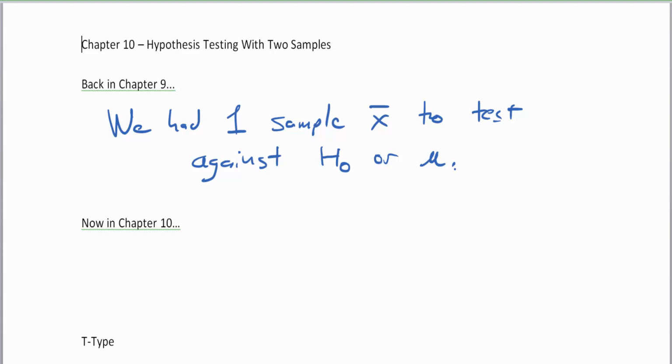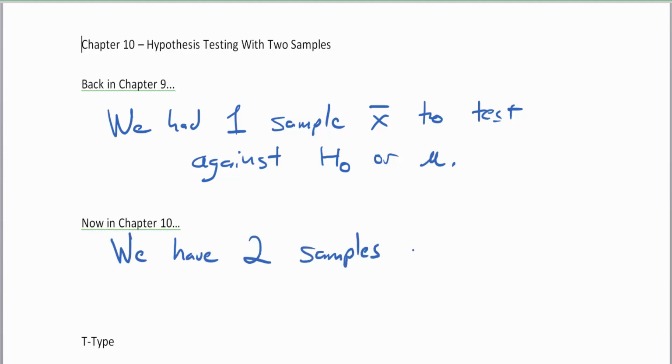But in case that we found a rare event, an event that was smaller than our chance of making a type 1 error, we would then reject the null hypothesis. So that's what we did back in chapter 9. So what are we going to do in chapter 10? Well, we have 2 samples.